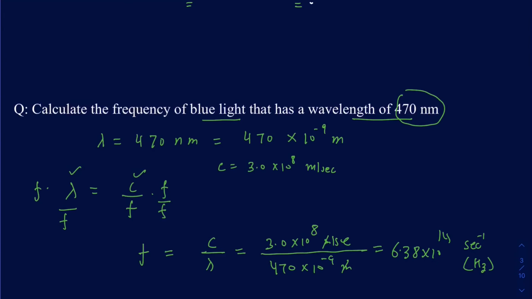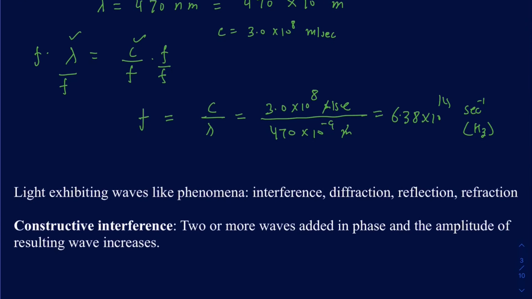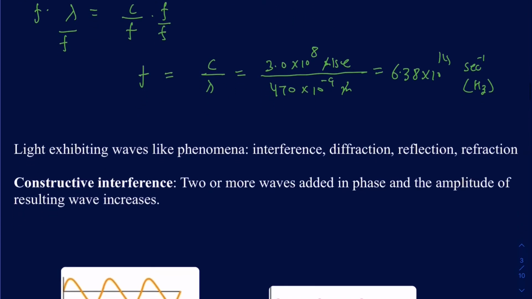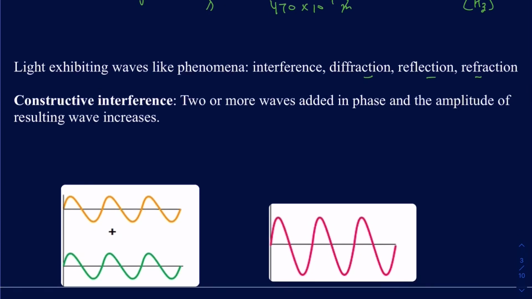Like I said, light can have wave-like phenomena and particle-like phenomena. Some of the phenomena of light that treat the light as a wave are going to be interference, diffraction, reflection, and refraction. But we're not going to be talking about all of those. I just want to briefly mention interference because it's something that you will see in everyday life. Interference is just summing up two waves, and you can sum up two or more waves in two different ways.